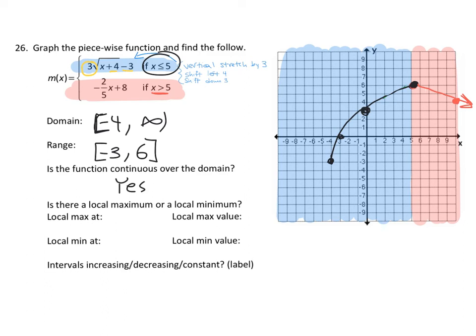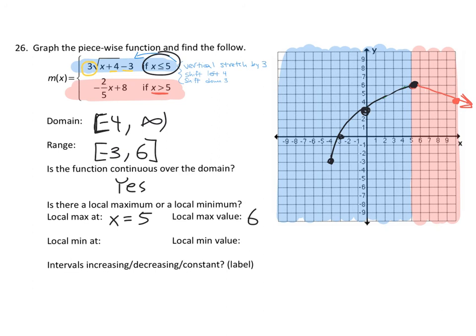Is there a local max or a local min? The local max would be the very highest point, where it increases and then decreases, and that would be the local max at x equals 5. And the local maximum value is the y value at that point, which is 6. The local min, there's no local min because it never decreases and then increases again. So we don't have a local min. An endpoint doesn't count as a local min.